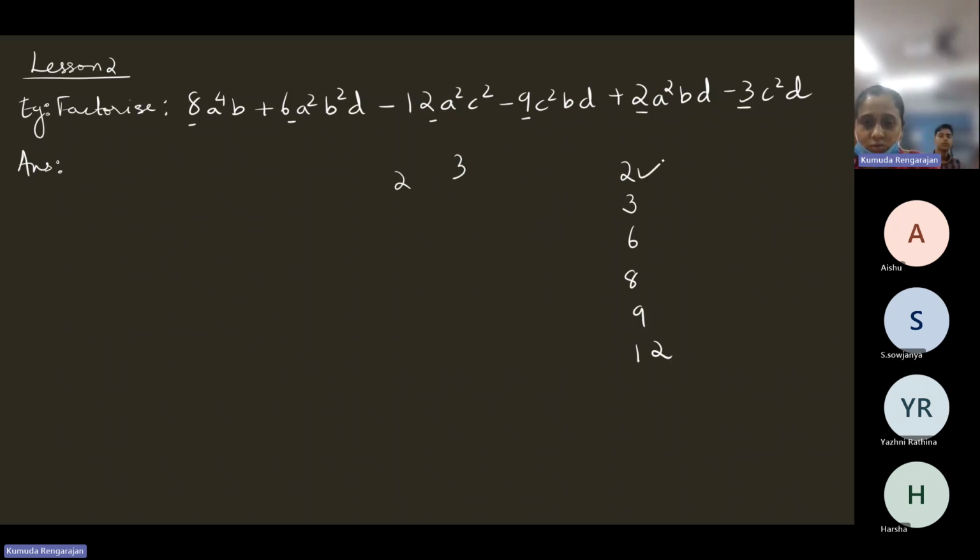Now you can see 2, 6, 8. 2 ones are 2, 2 threes are 6, 2 fours are 8. Similarly, 3 threes are 9, 3 fours are 12. Can you see that similarity? 9 and 12.